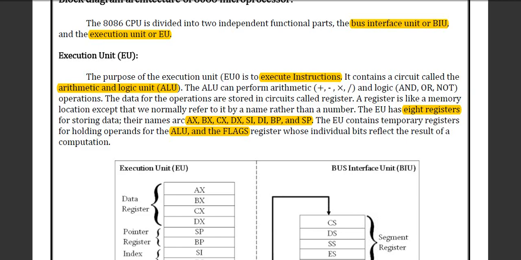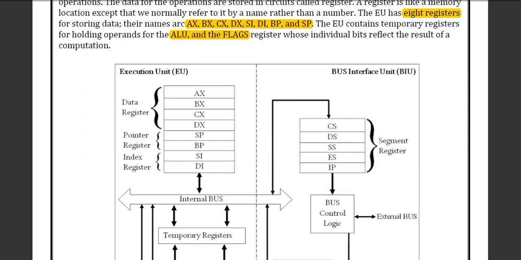In this execution unit we need to execute the instructions, and it consists of a circuit called the ALU, which is for arithmetical operations like addition, subtraction, multiplication, and division, and also some logical functions such as AND, OR, NOT, etc. Here in the execution unit we have 8 registers: AX, BX, CX, DX, SI, etc. We will discuss them later.